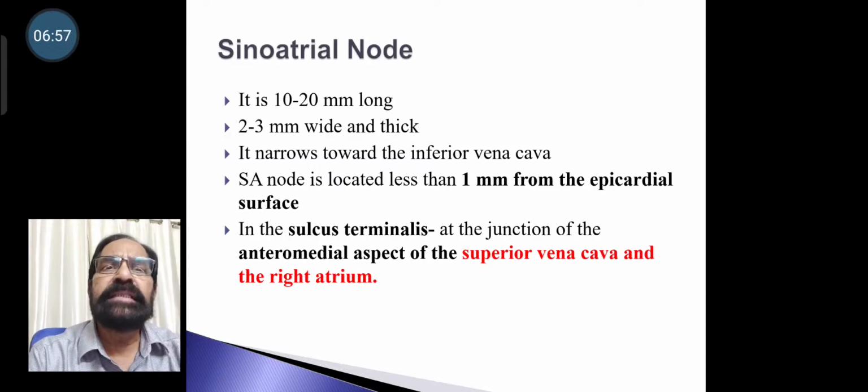Sinoatrial node: it is 10 to 20 millimeters long, 2 to 3 millimeters wide and thick. It narrows towards the inferior vena cava. SA node is located less than 1 millimeter from the epicardial surface. It is in the sulcus terminalis at the junction of the anteromedial aspect of the superior vena cava with the right atrium.